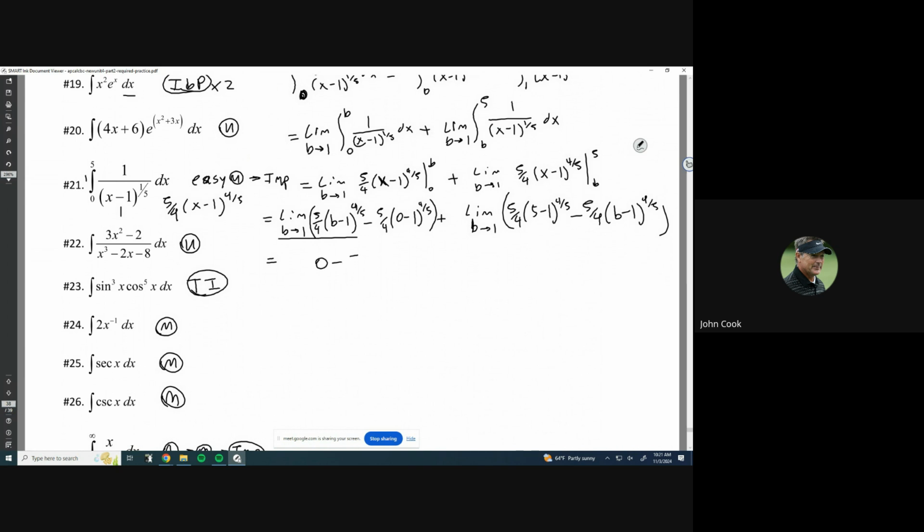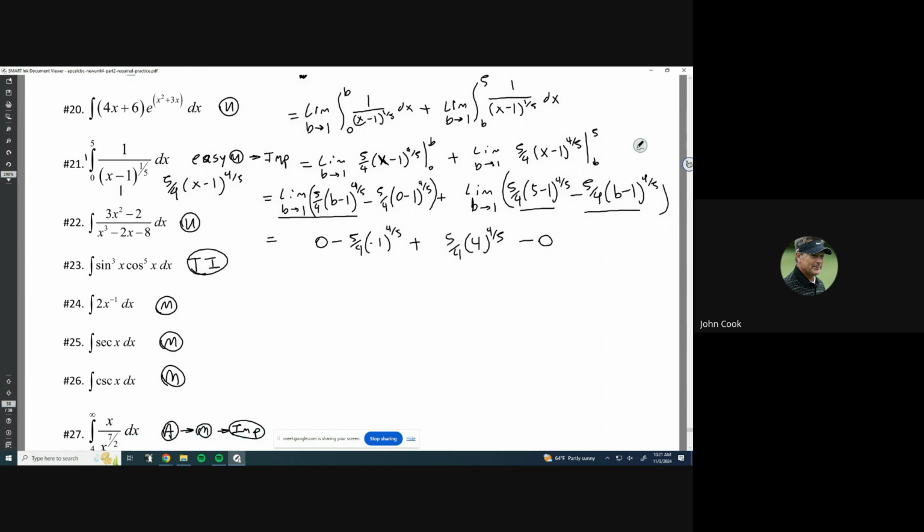So 0 minus 5/4, 0 minus 1 is negative 1 to the 4/5. And then plus this thing, that's going to be 5 minus 1, so 4. So that'd be 5/4 times 4 to the 4/5. But then now if I plug in b over here, that's a 1. 1 minus 1 is 0. And again, 0 to the 4/5 is 0. So that becomes a 0 as well.